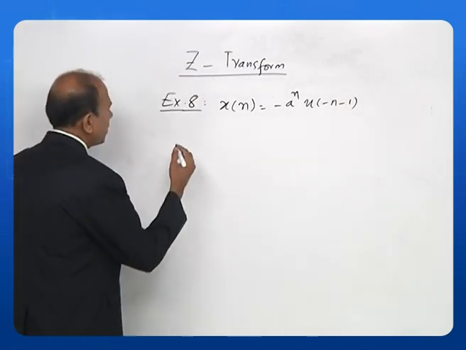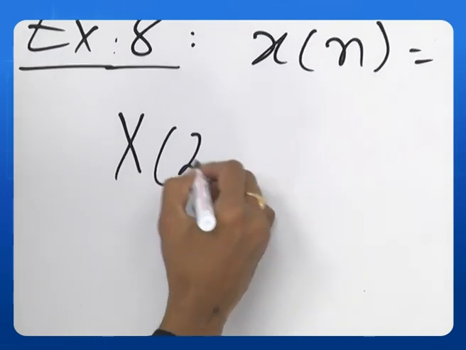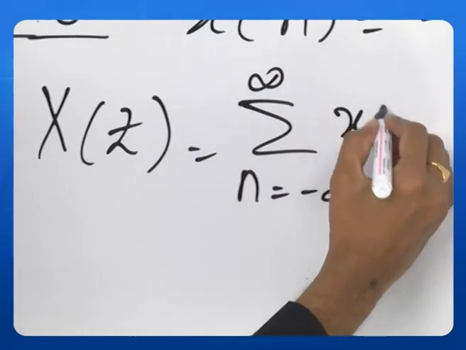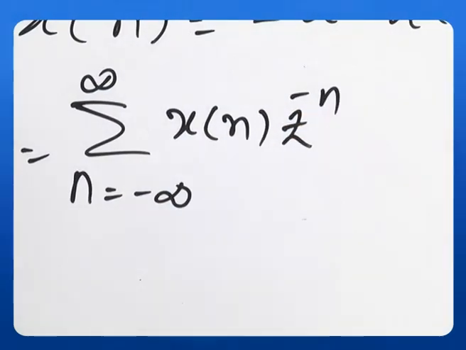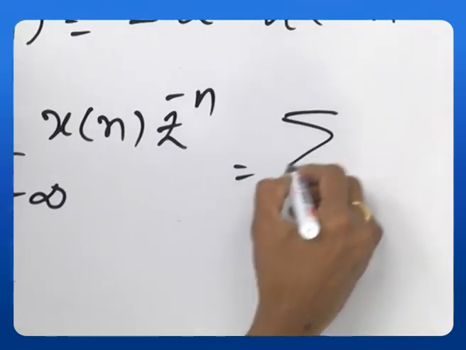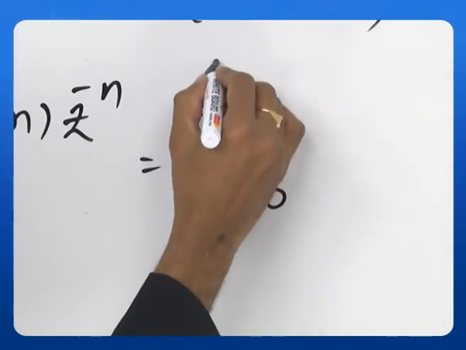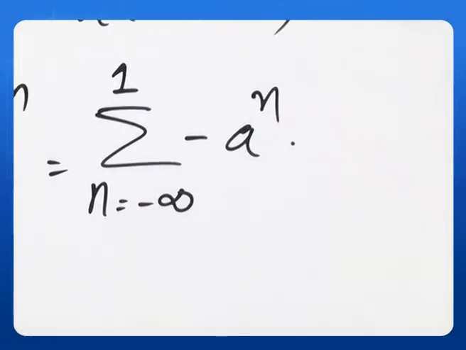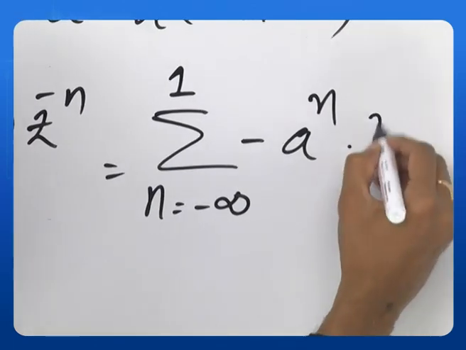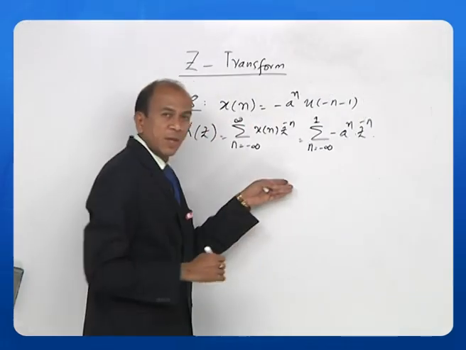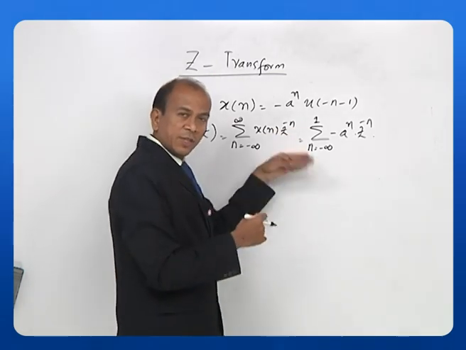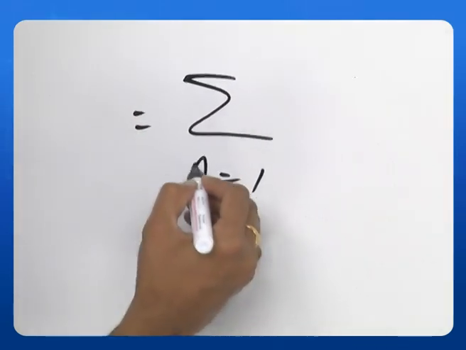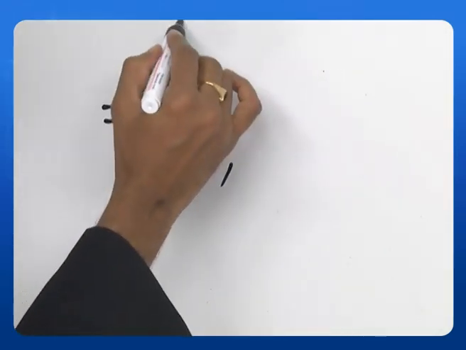Let us calculate the Z transform for this. Again, x of z, we all know, is the summation from minus infinity to plus infinity of x of n z to the power of minus n. Here for our case, this is existing from n equal to minus infinity to minus 1, minus a to the power of n. This is the existence value and this is z to the power of minus n. So, we will just convert this again, I can change the summation from n equal to 1 to infinity.